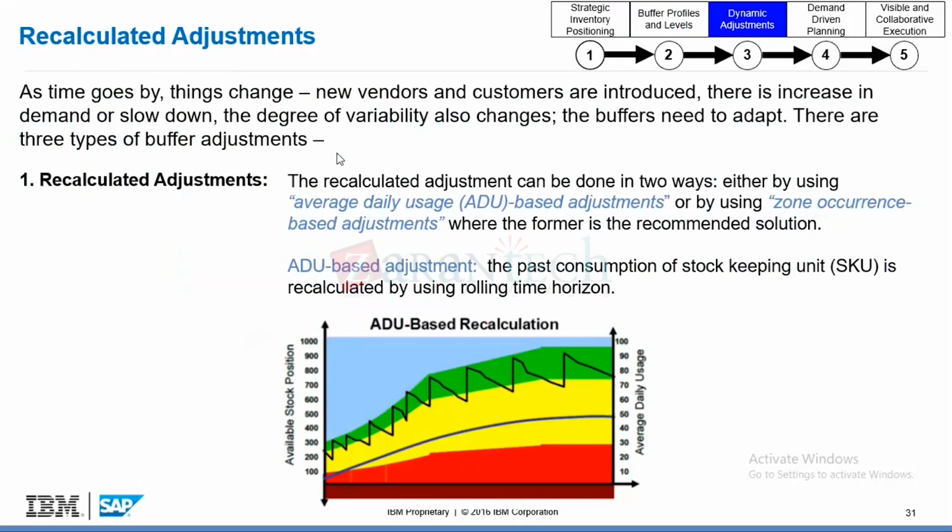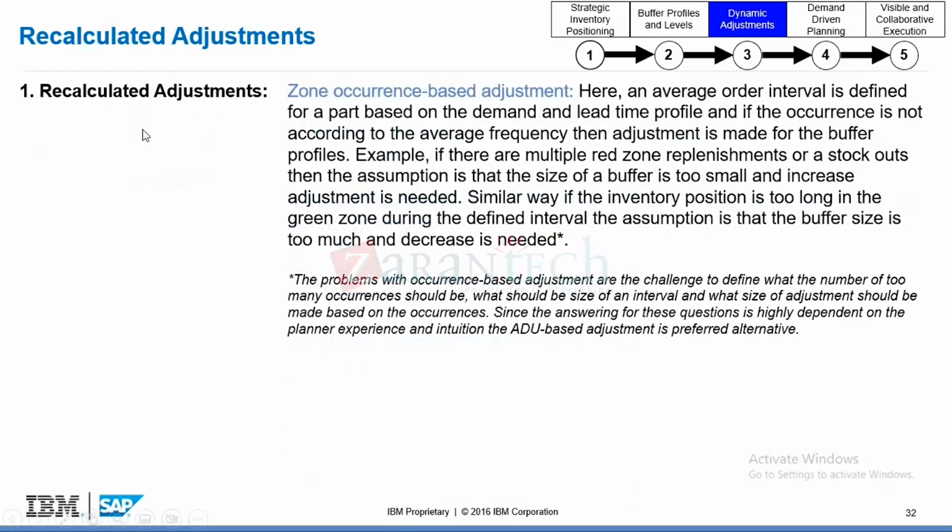Average daily usage based adjustment is where the past consumption of the stock keeping unit is recalculated by using a rolling time horizon. So we have an available stock position against average daily usage. In the zone occurrence based adjustment, the average order interval is defined for a part based on demand and lead time profile. And if the occurrence is not according to the average frequencies, an adjustment is made for the buffer profiles.